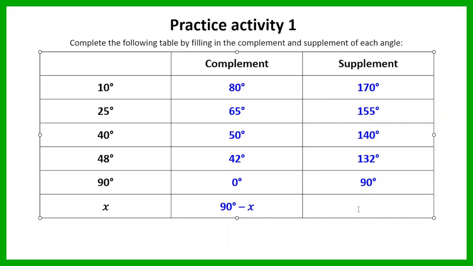Okay, then over here, same thing. What I did to 10 to get 170 is I said 180 minus 10 gives me 170. 180 minus 25 gives me 155. 180 minus 40 gives me that. 180 minus 48 gives me that. 180 minus 90 gives me that. So this is going to be 180 minus x.